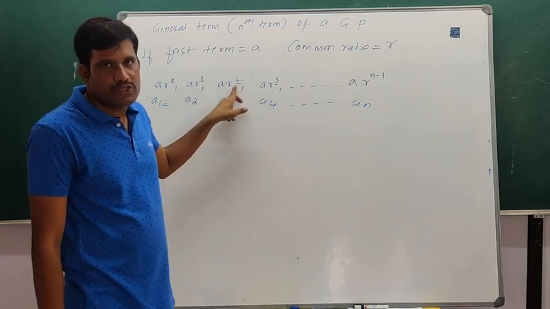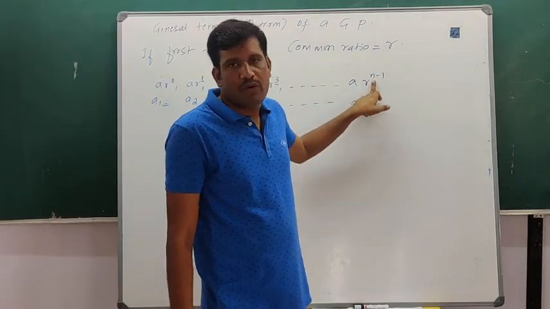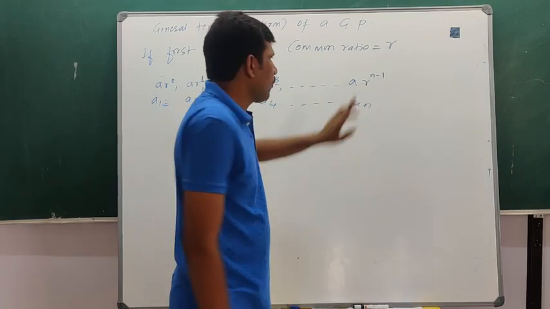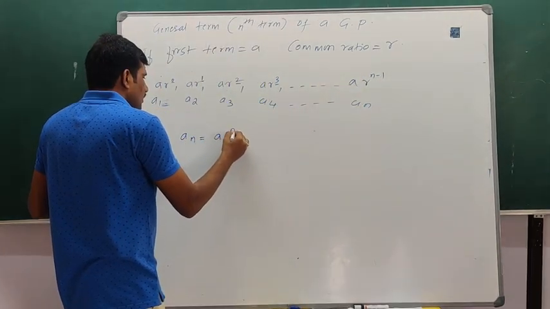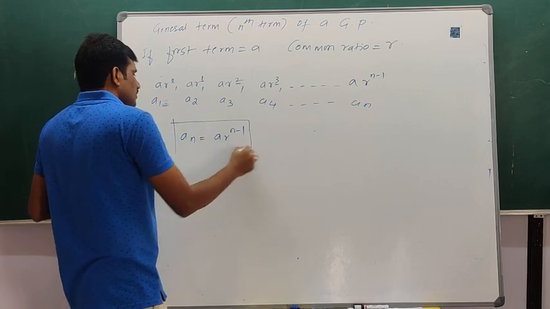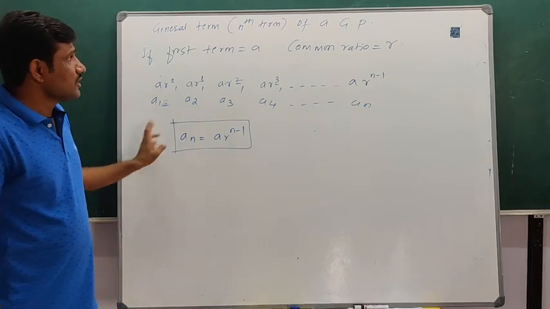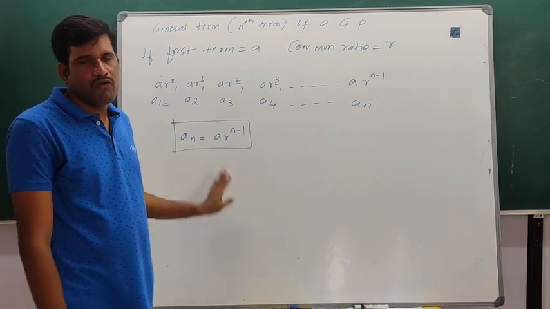For 3, R power is 2. For n, R power will be n minus 1. So therefore, what is the nth term? The nth term will be AR raised to n minus 1. So this is the nth term or general term of a GP.